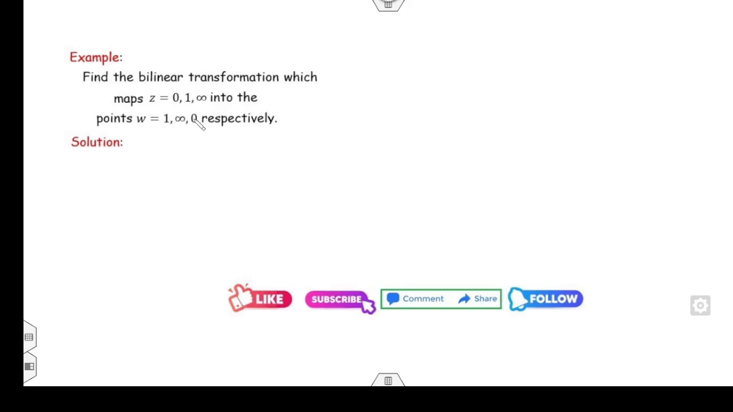Find the bilinear transformation which maps the points. Again, that's a similar one. So how can you write that? It's W. The corresponding points are 1, infinity, 0. It must be the same as the corresponding points Z, which are 1, 0, 1 and infinity.